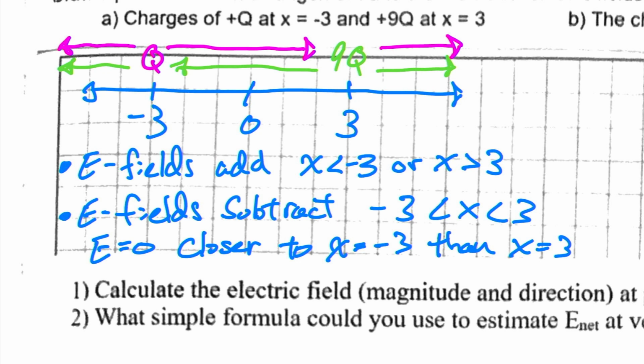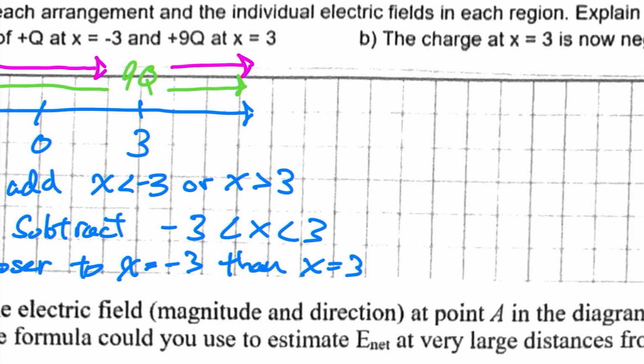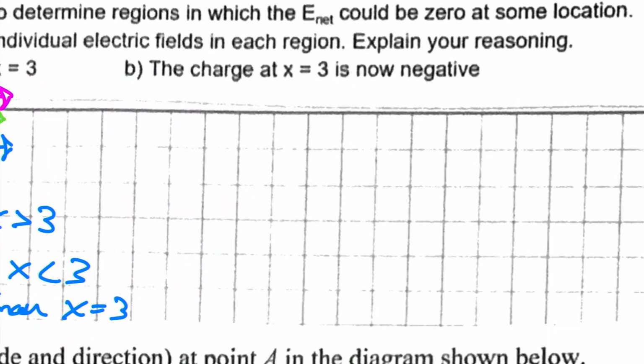We don't need to go and figure out exactly where it would equal 0. We're just doing this conceptually right now. In the next example, we have the same number line with the same size charges on it.